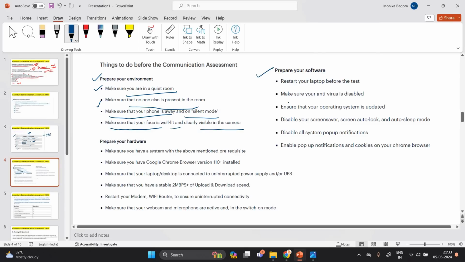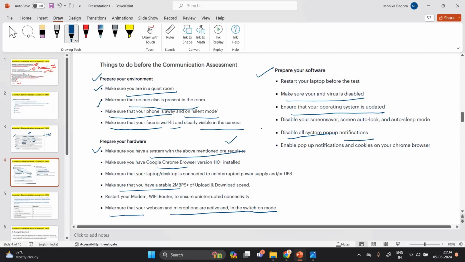You have to prepare your software. Make sure your antivirus is disabled. Ensure that the operating system is updated. Disable all system pop-up notifications. Make sure you have a system with the above mentioned prerequisites: Google Chrome and internet connection. Make sure that the webcam and microphone are active and switched on.